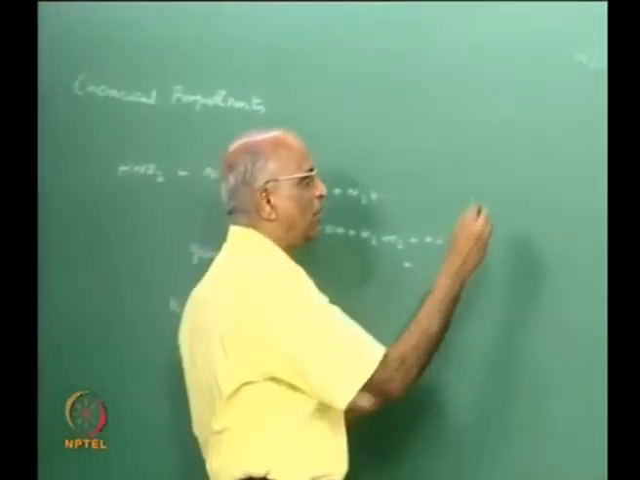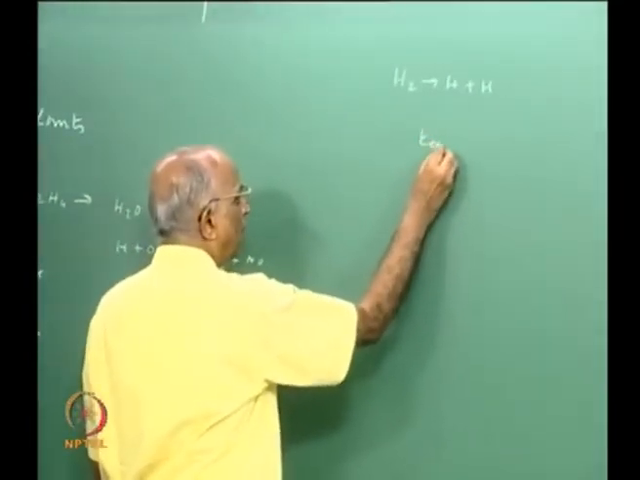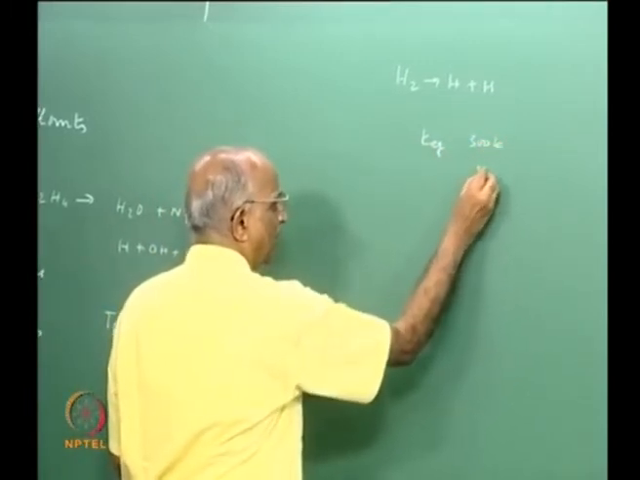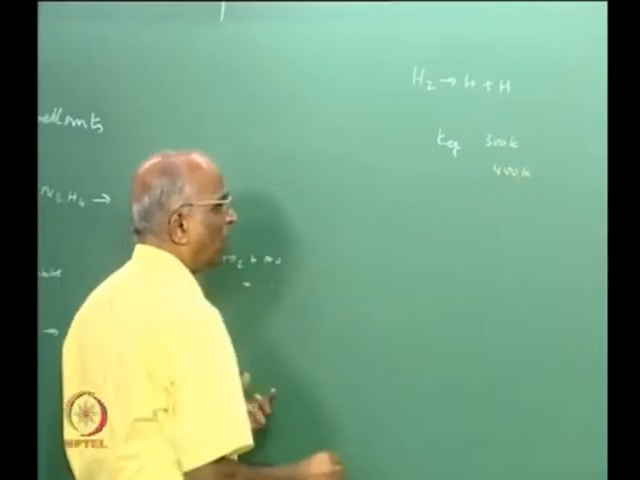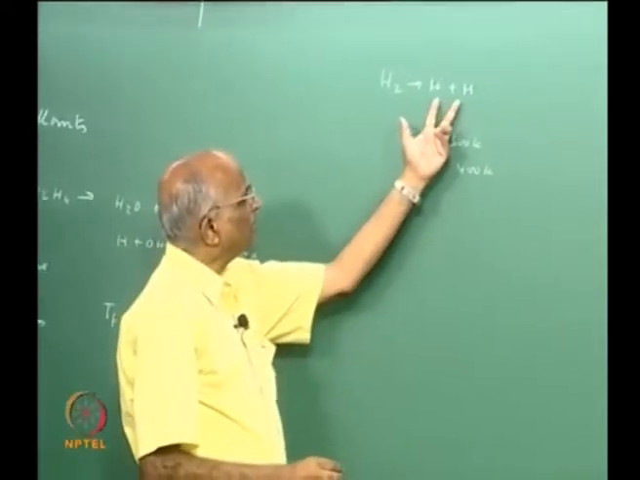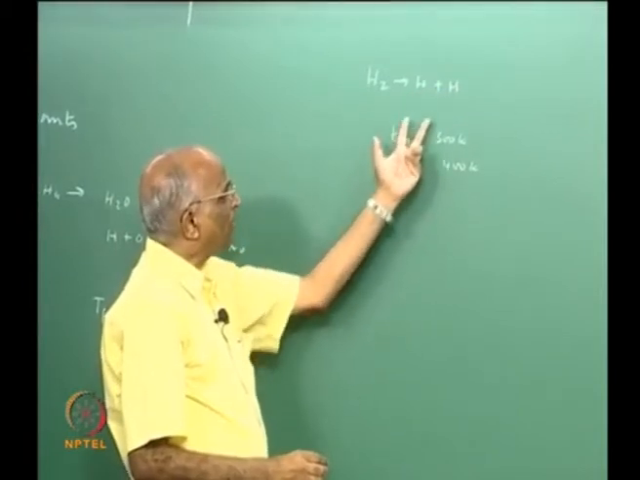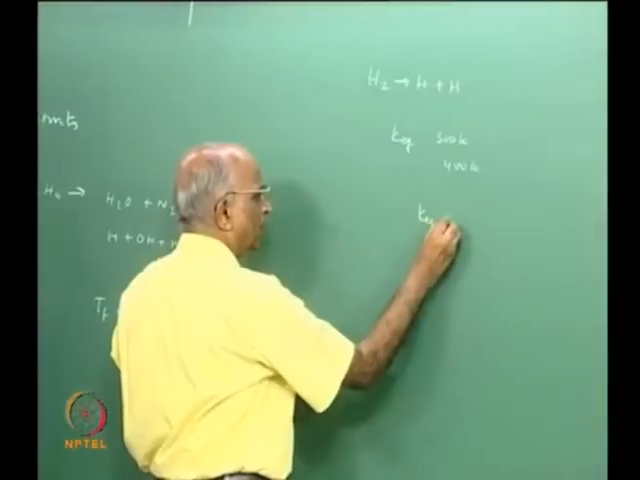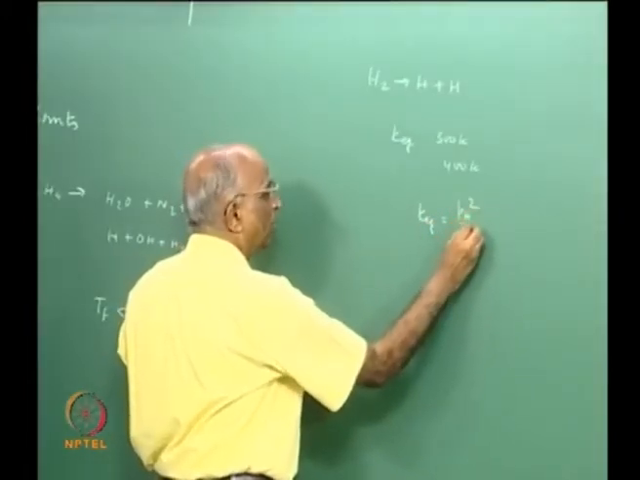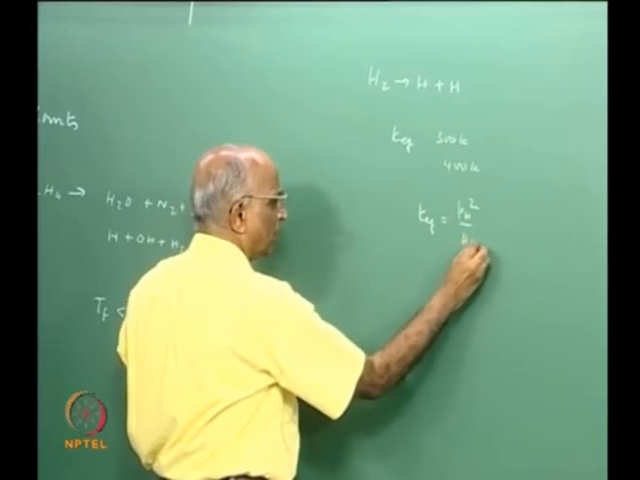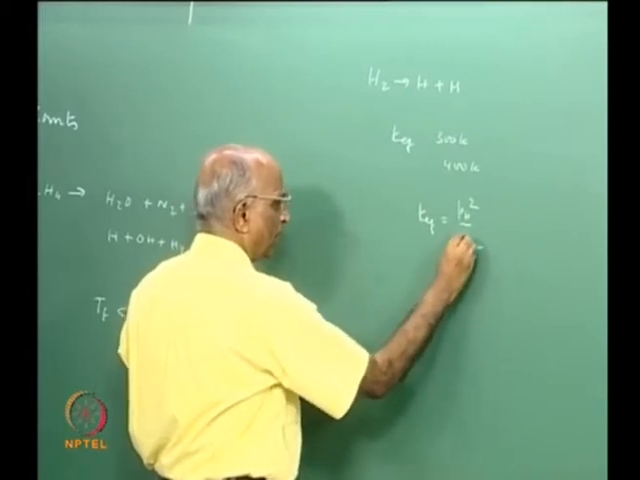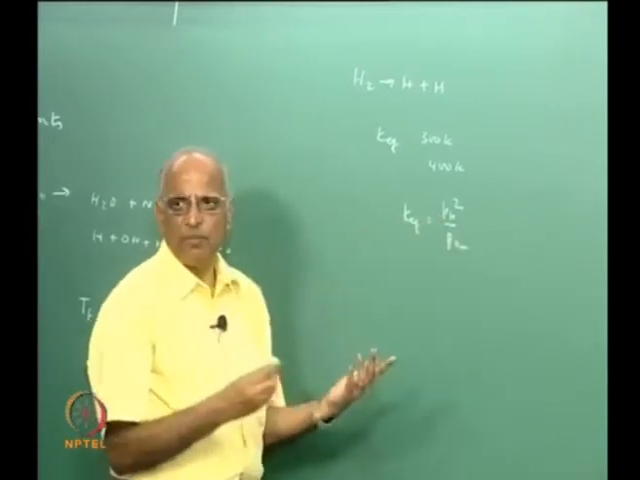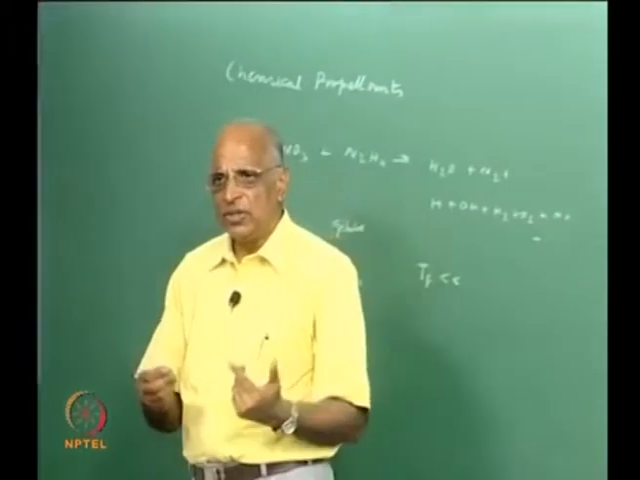We could calculate the value of K equilibrium at two temperatures, at, let's say, 300 Kelvin, and at 4000 Kelvin, and we found that at higher temperature we get more of H because the K equilibrium value was higher. We were able to write K equilibrium is equal to pH squared, that is the partial pressure of hydrogen atoms squared, over pH2, the partial pressure of hydrogen molecules, and based on the value we could calculate the proportion of this and the partial pressure. This is all we have been doing so far.